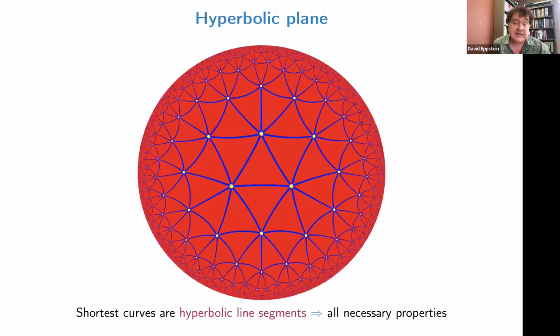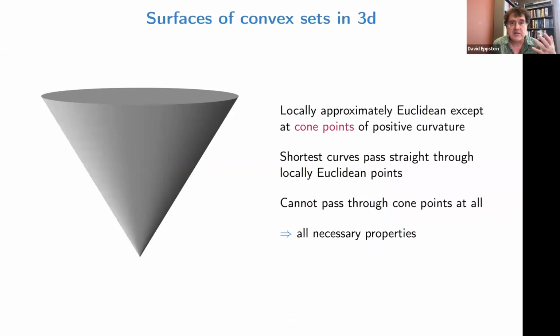We can apply the same theorem to the hyperbolic plane. The shortest curves are unique. They're hyperbolic line segments. They have all the same properties. We can apply it to surfaces of convex sets in 3D.